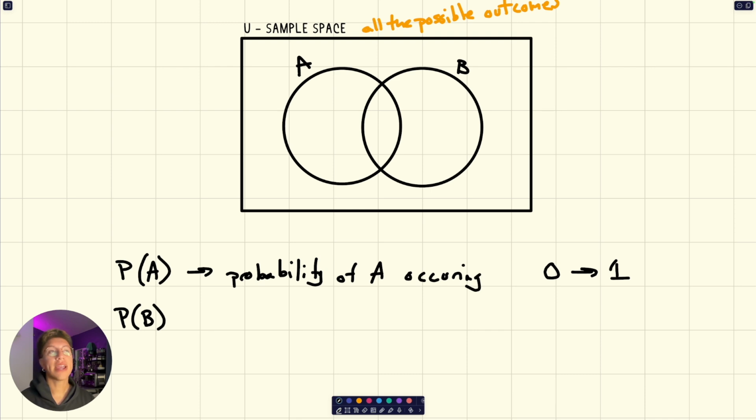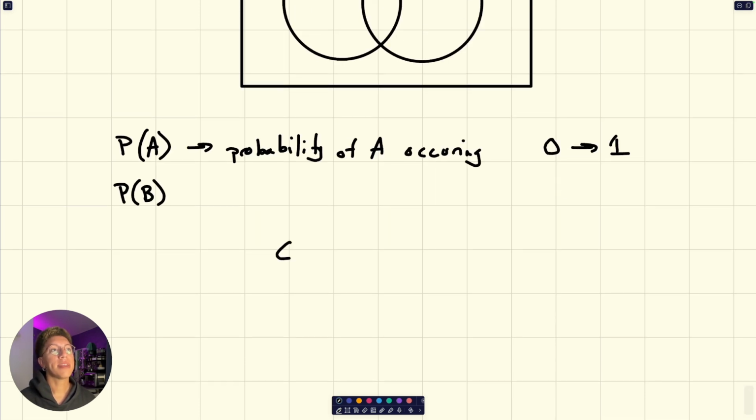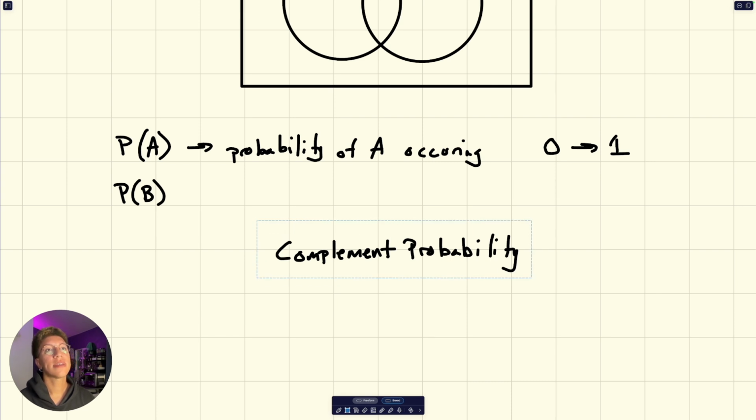If we wanted to, in our diagram, we could label those with the probabilities of them happening. For instance, we could say that there's a 1 in 4 chance that A happens, or a 3 in 4 chance that B happens. And it would look like that. The next thing we would take a look at is what's called a complement probability. And complement probability is the chance of something not happening.